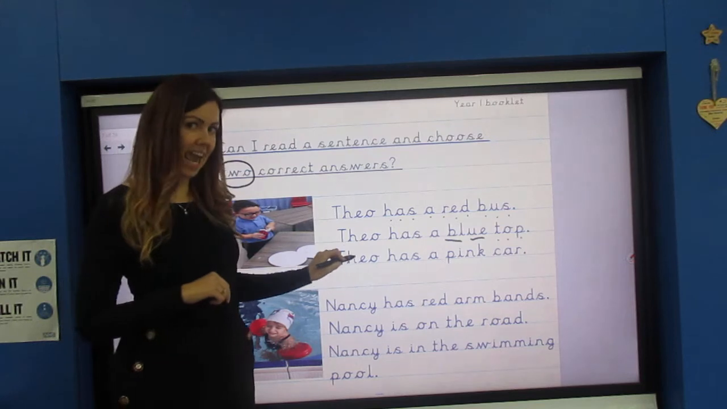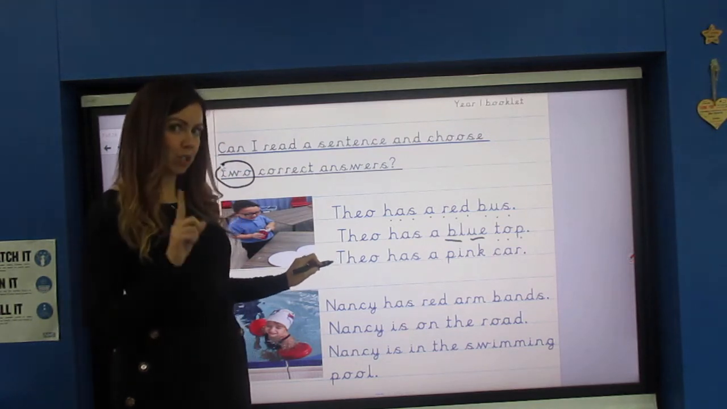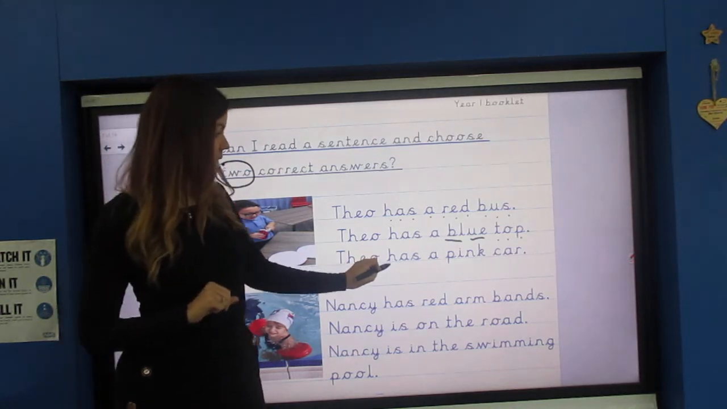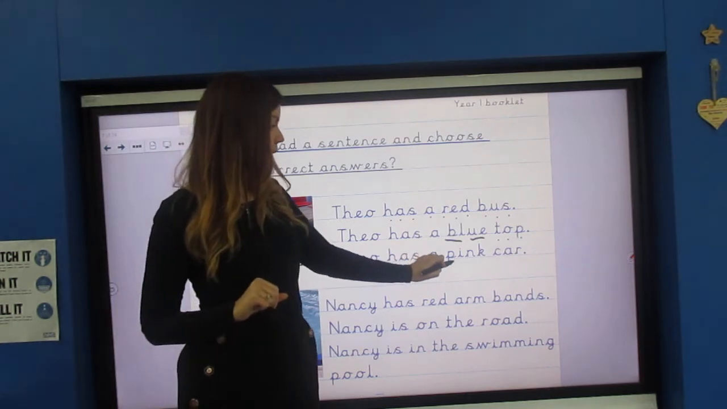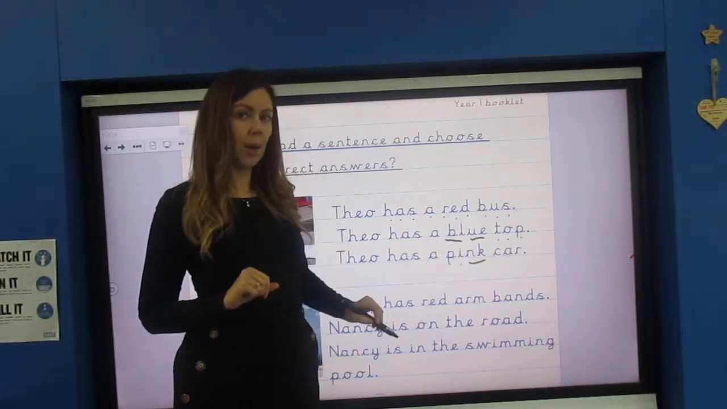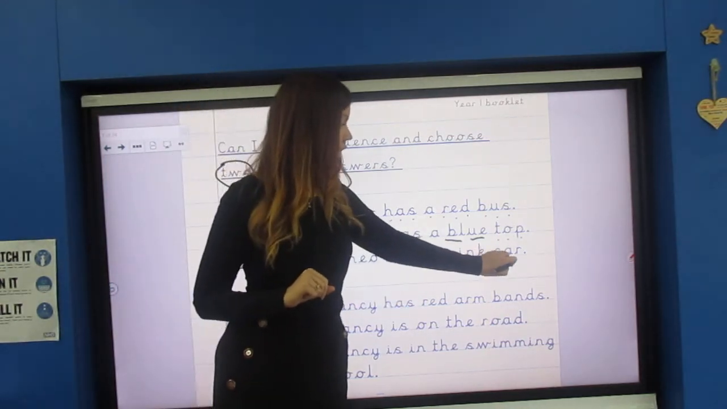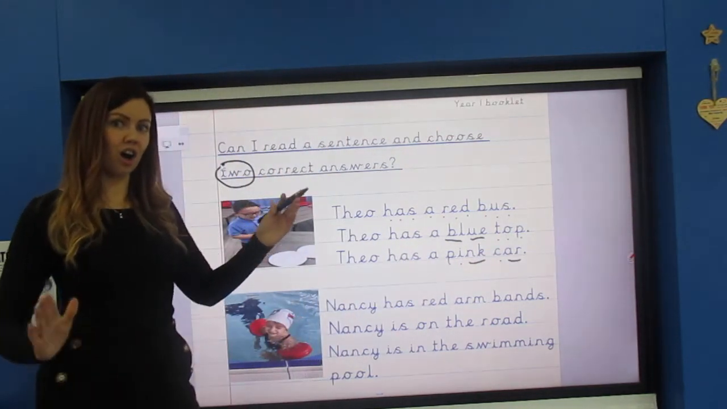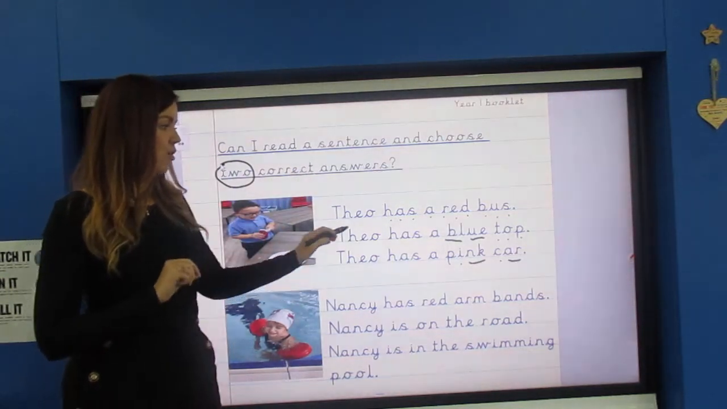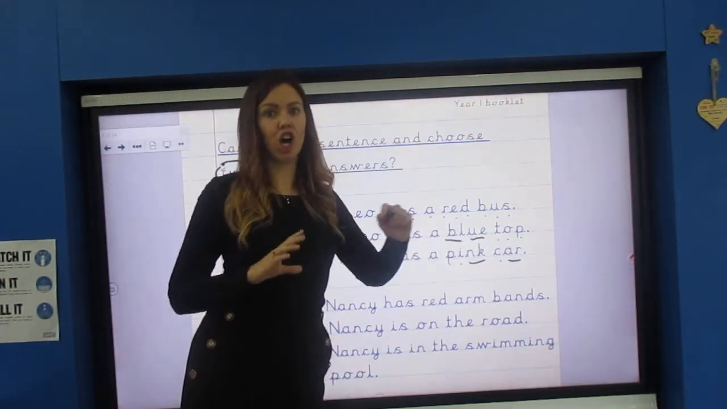We know this because it's his name, and it's got a capital letter because he's important. Theo has a pink, p-ink, pink, c-ar, car. Theo has a pink car.